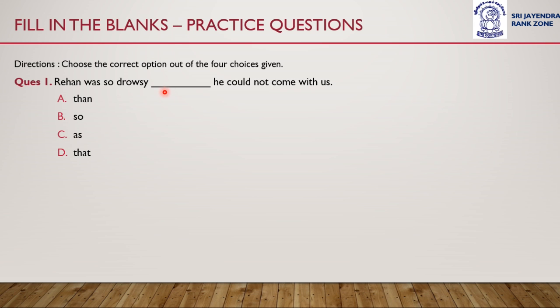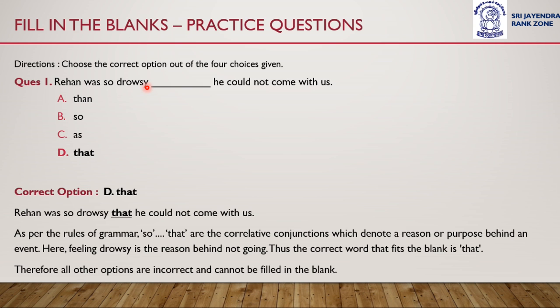So, what is the answer to this question? Rehan was so drowsy dash he could not come with us. Answer is that. Rehan was so drowsy that he could not come with us. As per the rules of grammar, so and that are the correlative conjunctions which denote a reason or purpose behind an event. Here, feeling drowsy is the reason behind not going. Thus, the correct word that fits the blank is that. Therefore, all other options are incorrect and cannot be filled in the blank.